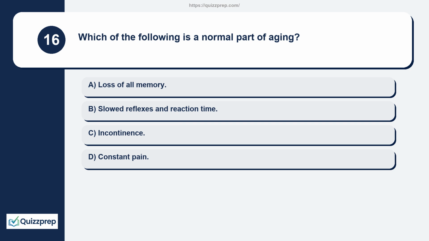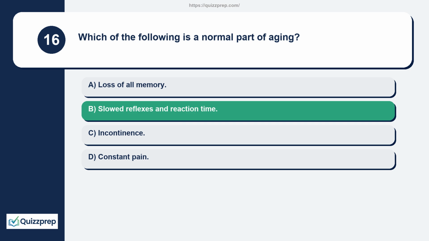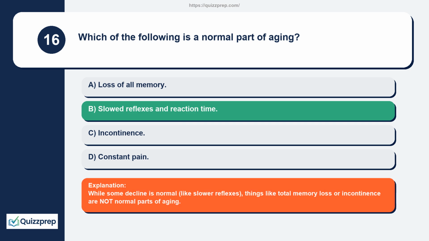Question 16. Which of the following is a normal part of aging? Loss of all memory, slowed reflexes and reaction time, incontinence, constant pain. While some decline is normal, like slower reflexes, things like total memory loss or incontinence are not normal parts of aging.